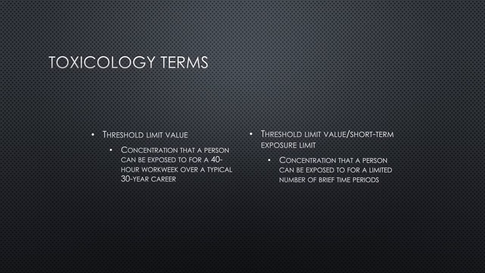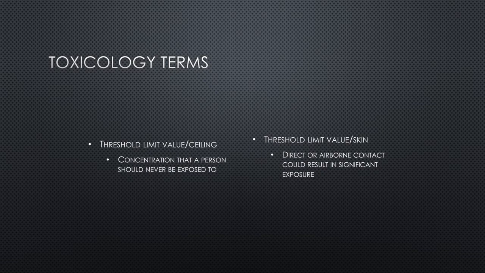Established by the American Conference of Governmental Industrial Hygienists, permissible exposure limit is the corresponding value established by OSHA. So your permissible exposure limit is the same as your threshold limit value. And your threshold limit value short-term exposure limit is the concentration that a person can be exposed to for a limited number of brief time periods. Threshold limit value ceiling is the concentration that a person should never be exposed to. So that concentration can cause some serious ailment. Threshold limit value skin: significant exposure from absorption due to direct or airborne contact with material. Direct or airborne contact could result in significant exposure.